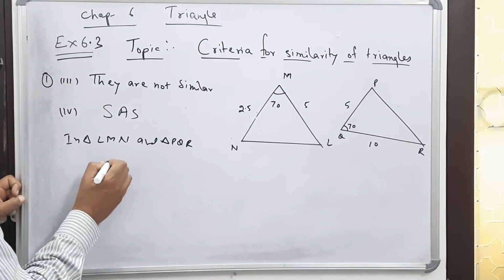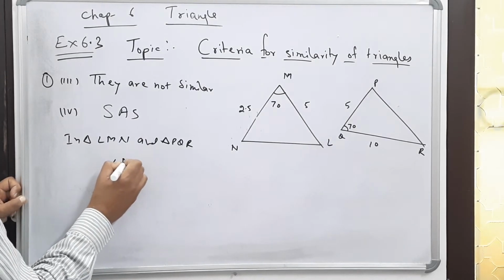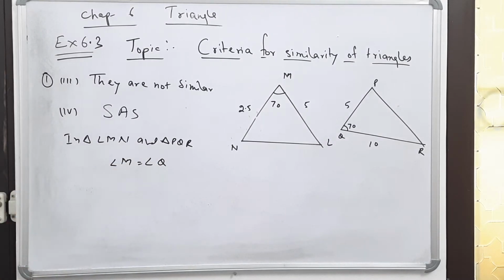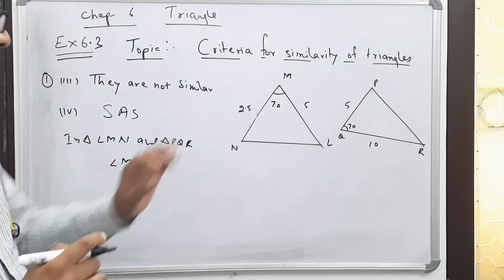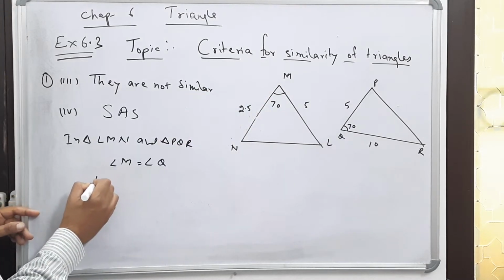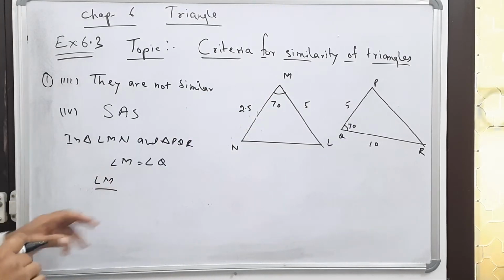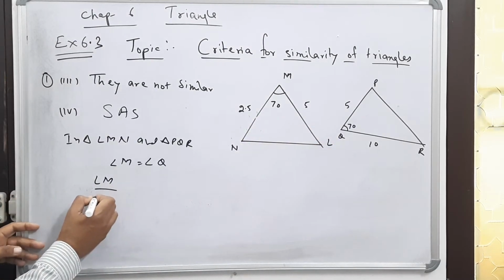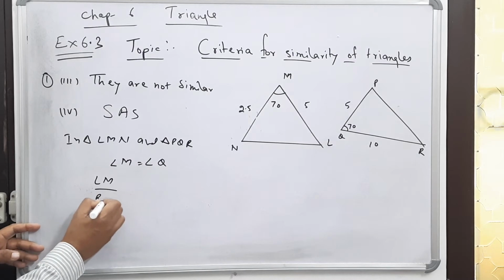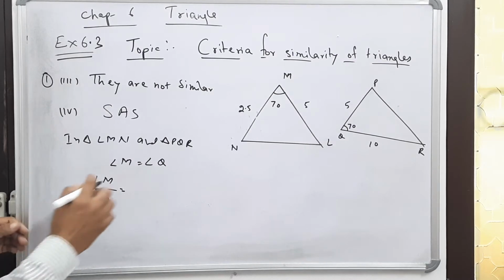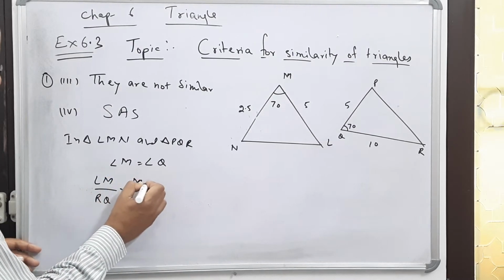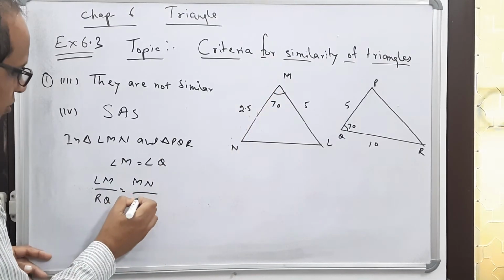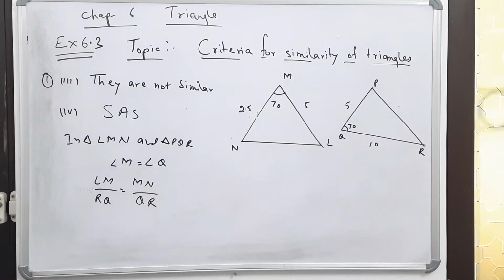Now you see the first part. The first part is angle M is equal to angle Q. The second part is LM. It is 5. So LM is proportional to RQ. Second is MN. MN is proportional to QR.